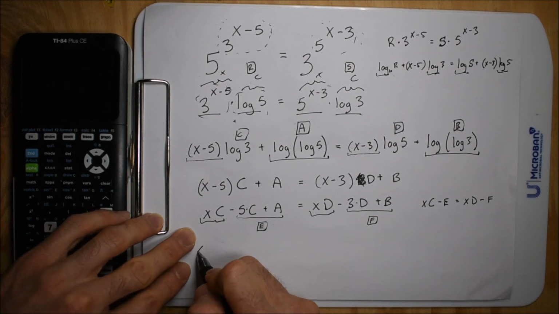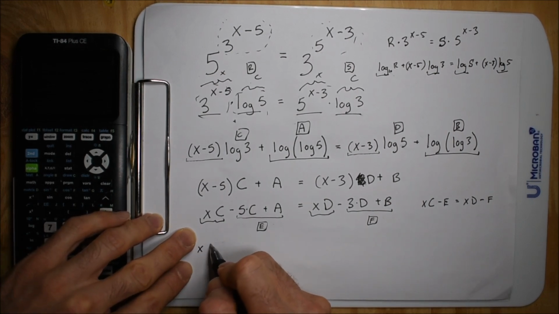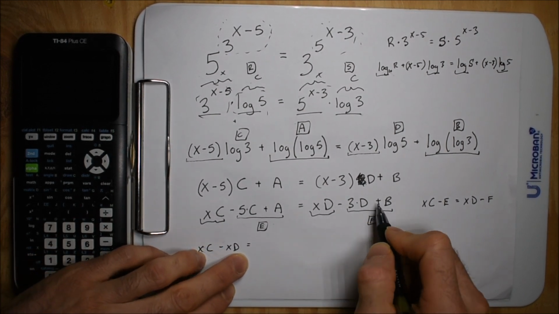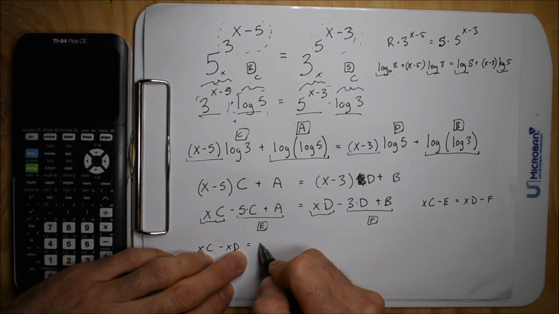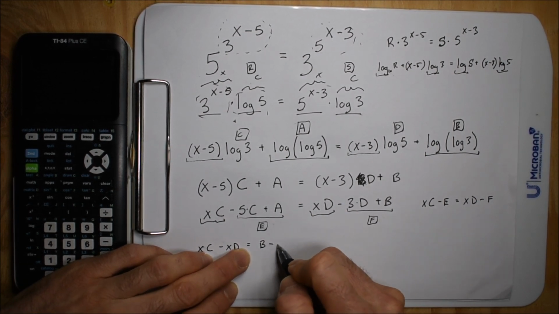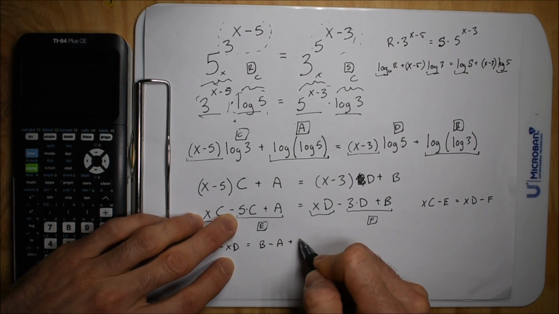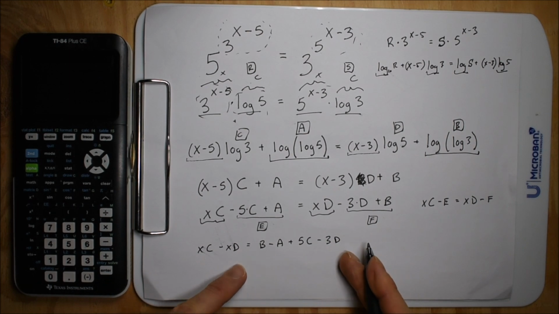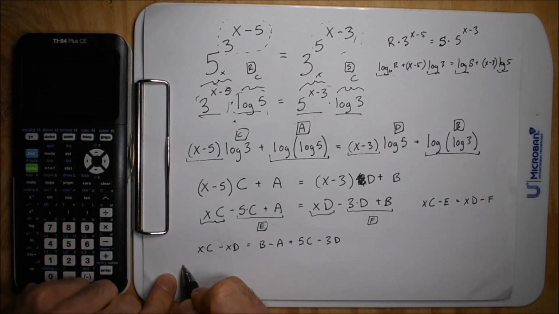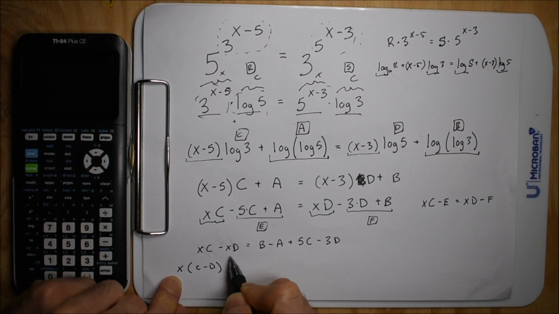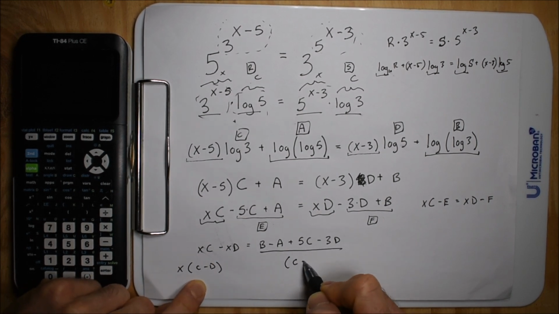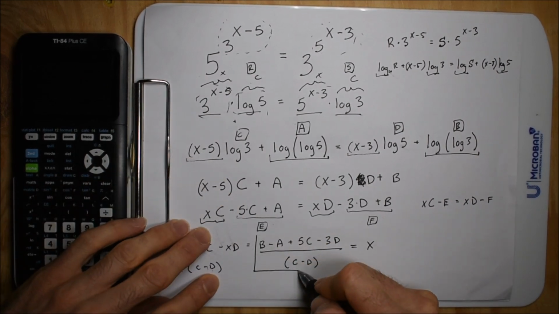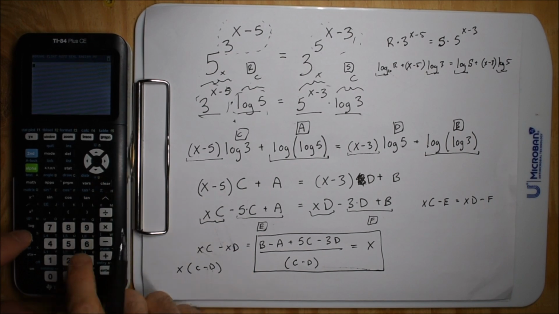And then we're going to go X to the C minus X to the D. So that's on this side. We're going to keep the constants over here. So it looks like we got a B. We're going to subtract an A. And then we're going to add a 5C. And then we're going to subtract a 3D. I just wanted to get it nice and tidy. Okay, and then even this is just X is equal to C minus D, and so we're just going to divide by C minus D, and this is equal to X. Hope you saw that.